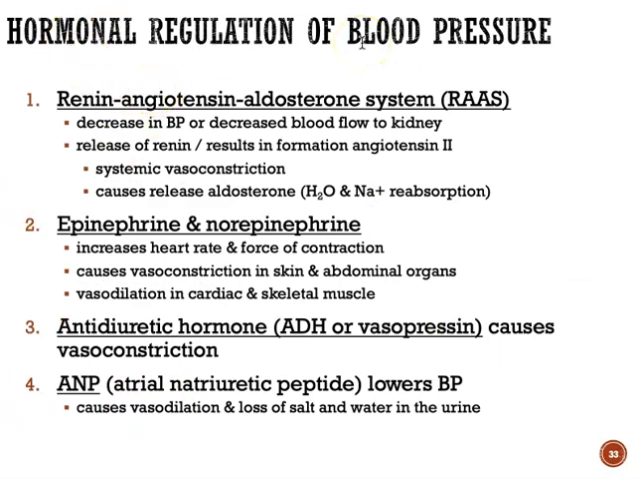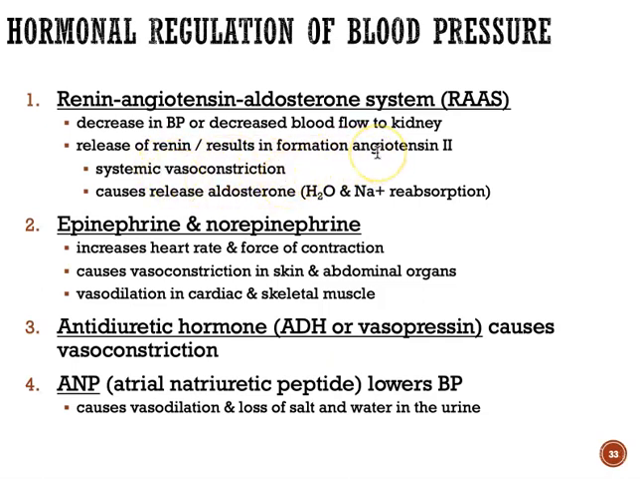The hormonal regulation, the big ones are something called the renin-angiotensin-aldosterone system. Now I want you to really put a pin in this one. This one's going to come back quite a bit when we talk about the urinary system. But basically a decrease in blood pressure or a decrease in the blood flow to the kidneys will cause them to release something called renin. There's a sort of a multi-step process, but ultimately it results in the formation of something called angiotensin II. That angiotensin II causes vasoconstriction.